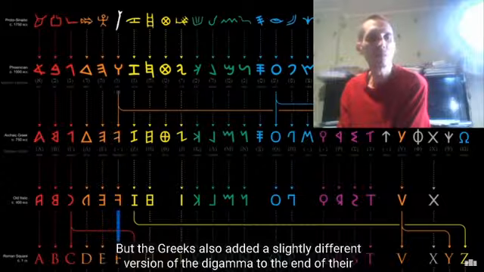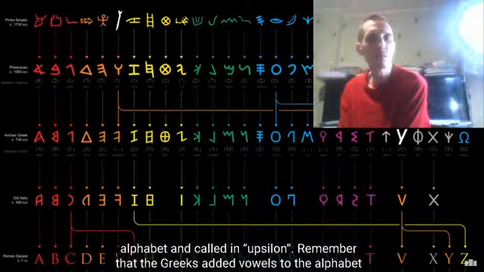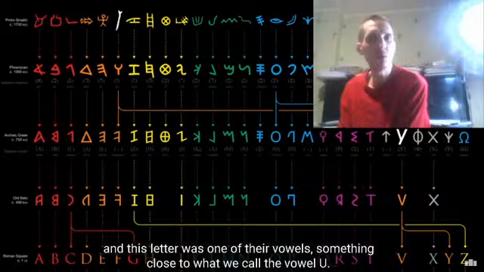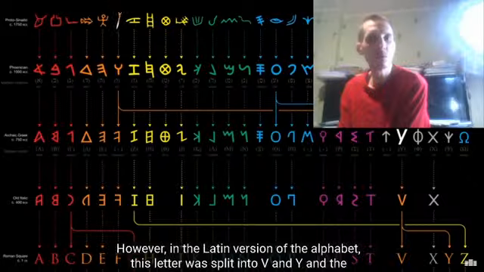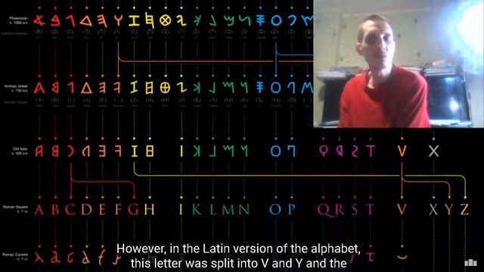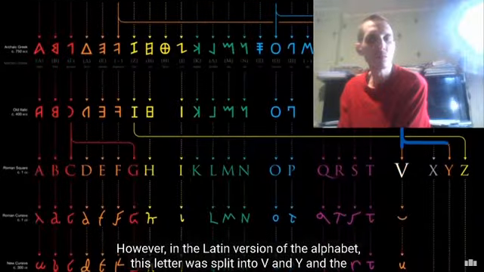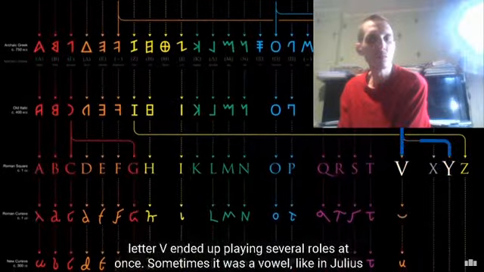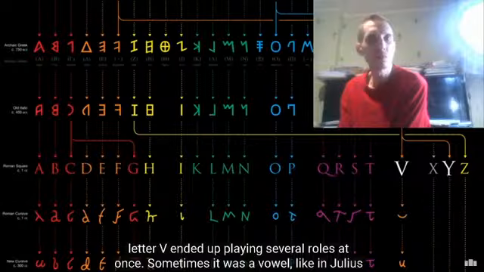It was eventually dropped from the Greek alphabet, but it stayed on in the Latin alphabet and became our letter F. But the Greeks also added a slightly different version of the digamma to the end of their alphabet and called it upsilon. Remember that the Greeks added vowels to the alphabet, and this letter was one of their vowels, something close to what we call the vowel U. However, in the Latin version of the alphabet, this letter was split into V and Y, and the letter V ended up playing several roles at once.